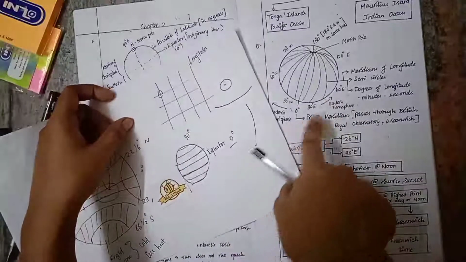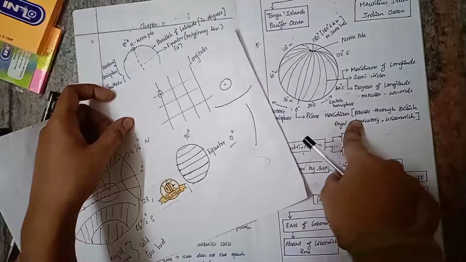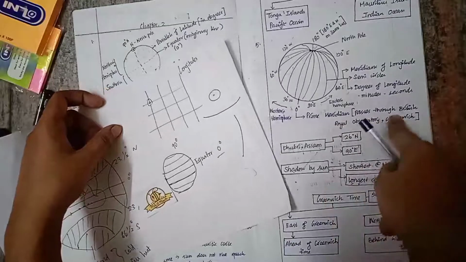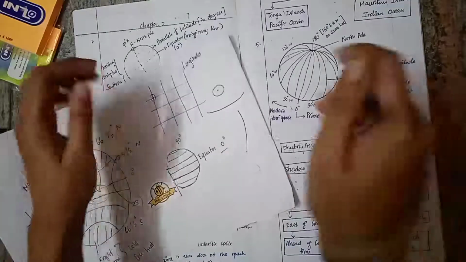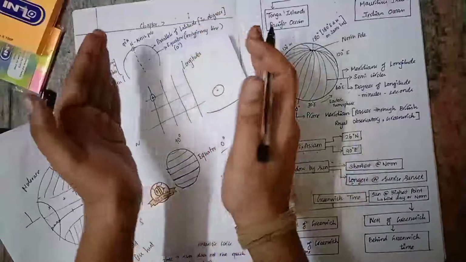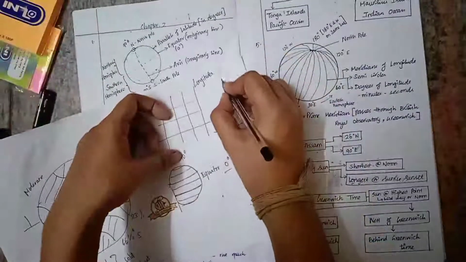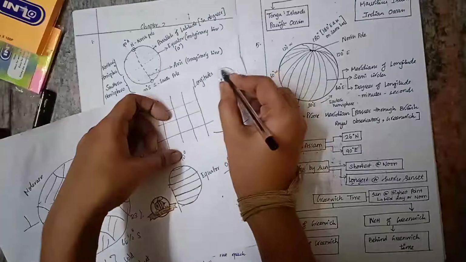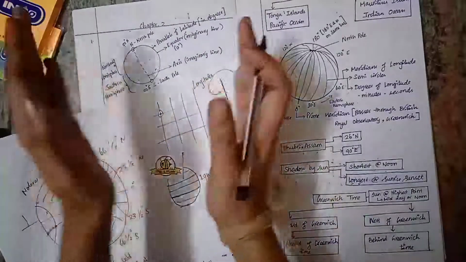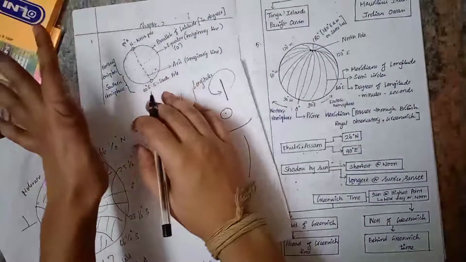So 0 degree is called the prime meridian. The 0 degree prime meridian passes through the British Royal Observatory Greenwich. Then this 0 degree as well as 180 degree lie on the same line. So actually 0 degree is like this, then after a complete rotation, 180 degree will also exist on the same line. So 180 degree as well as 0 degree lie on the same plane.